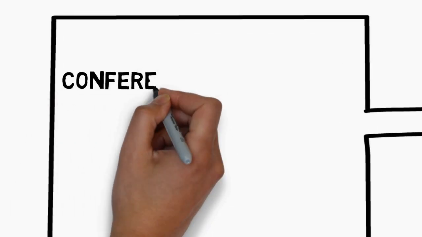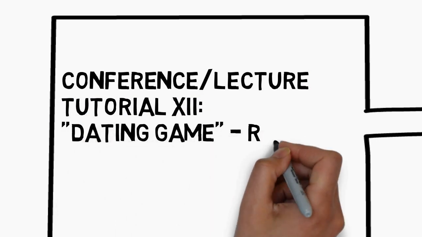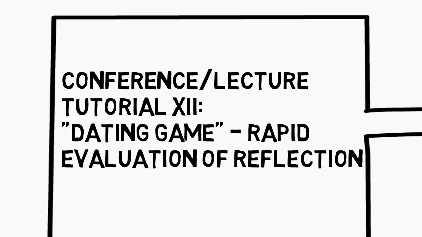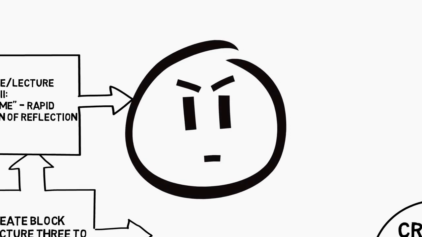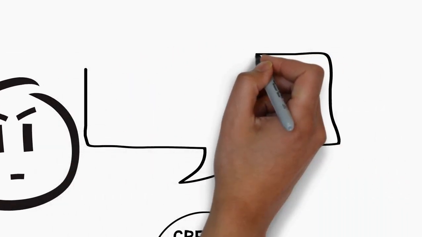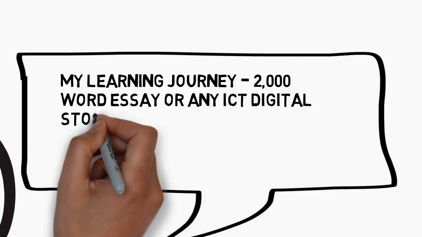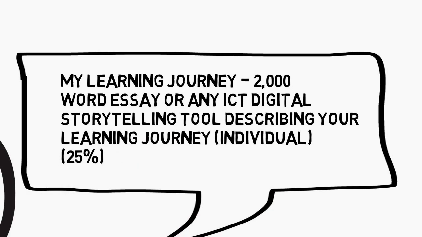Fourth block will actually be something interesting. We will have a big lecture conference where students talk about what they've learned in their tutorials, and then in tutorial 13 we will have a dating game in which students have the opportunity to provide rapid feedback on the evaluations that they will be doing, the reflections that they'll be doing. And this reflection will be encapsulated in the final assessment task, which is what I'm going to be explaining now. The students will create a 2,000-word essay or use any ICT digital storytelling tool describing their learning journey.